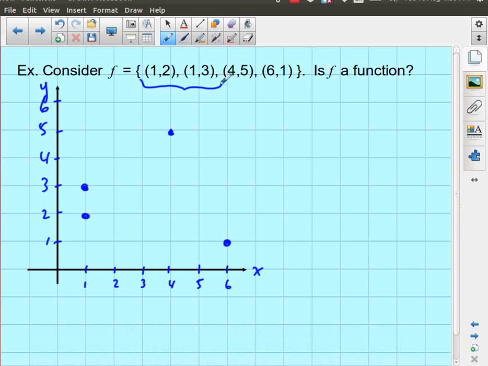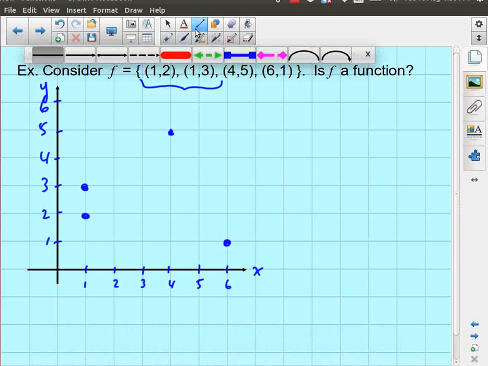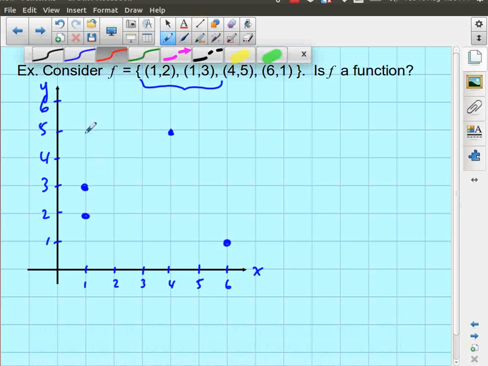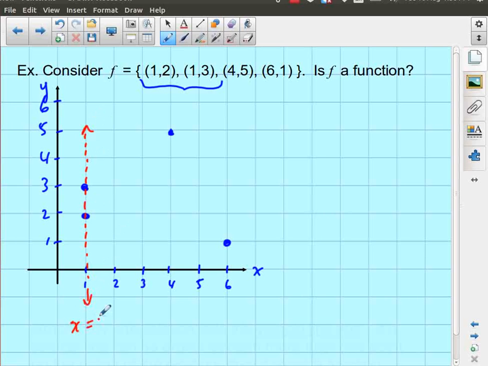I can show that this is not a function in another way, which is something known as the vertical line test. So this is the vertical line x equals 1, and as you can see, that vertical line x equals 1 actually passes through 2 of these points. So this one fails the vertical line test. So in either case, no, it is not a function.